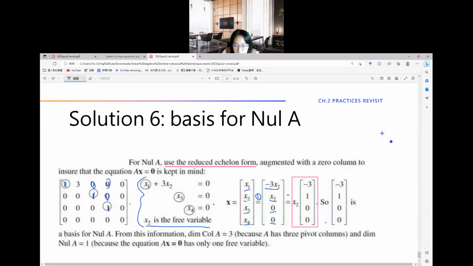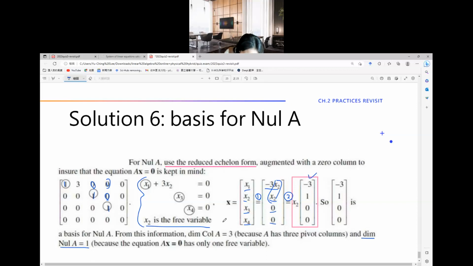And for the second step, I separate the variables from numerical values. So the variable x2, I put it outside, and then multiply by a vector that contains only the values minus 3, 1, 0, 0. So this vector, minus 3, 1, 0, 0, will be the only basis vector for the null space of A. And the null space of A has dimension equal to 1.